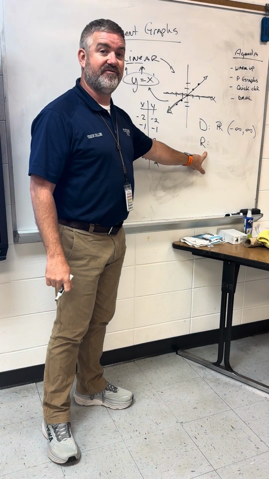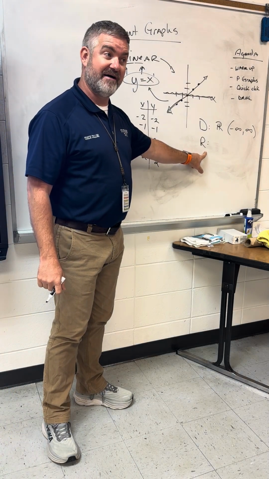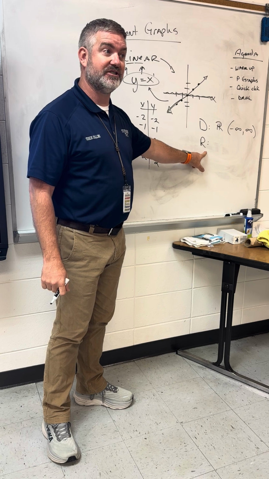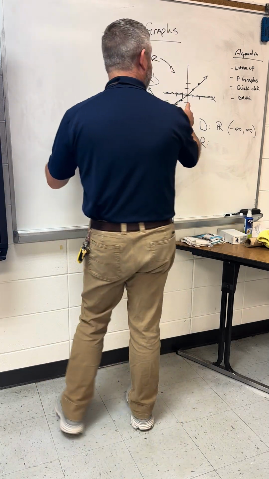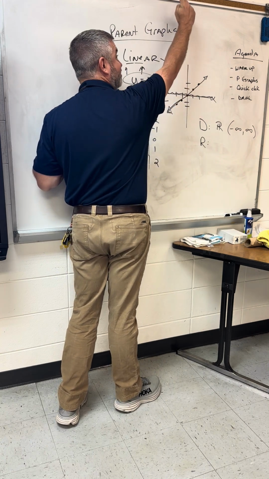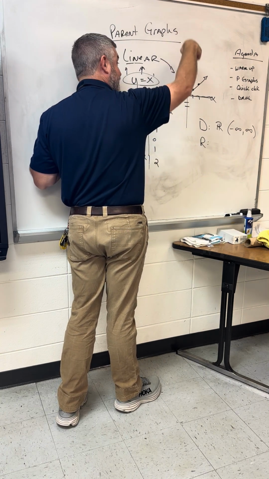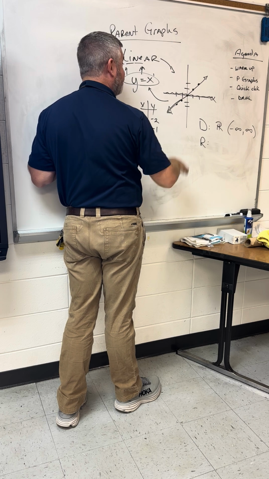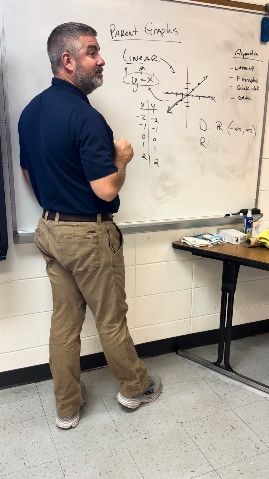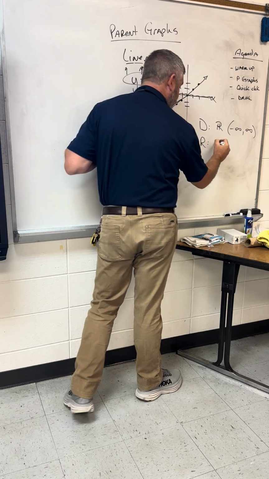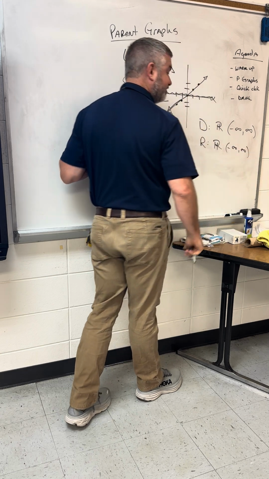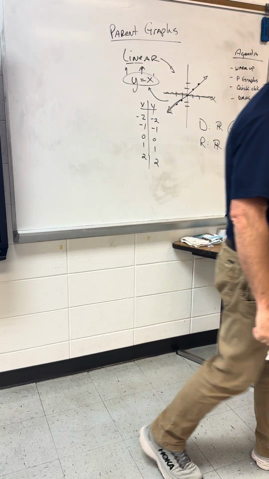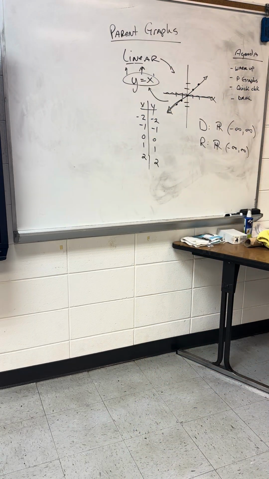What are the range values? Those are the y values. That's your output, that's your y values. That's up and down. So look at the graph and tell me, does it go up forever? Yes. Does it go down forever? Yes. Are there any values that are not included? No. So it's all real numbers, and it goes from negative infinity to positive infinity. This is the easiest parent graph. We start off with the easiest.